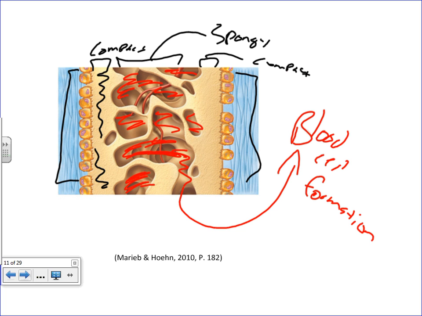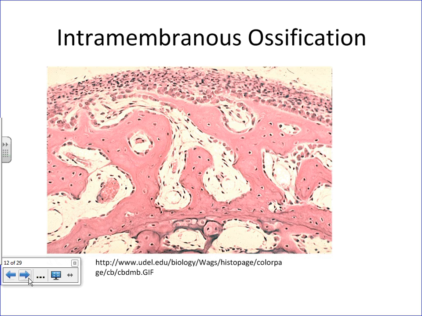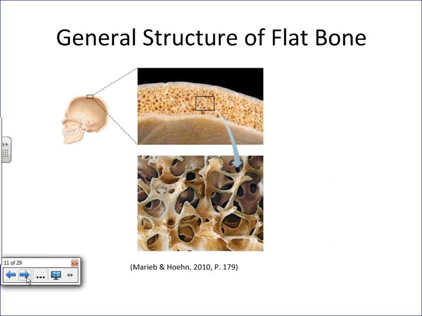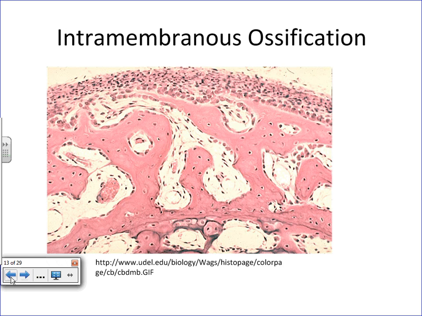Again, we just form flat bones directly from mesenchymal cells themselves. And then as a result, when all's said and done, this is what it's going to look like under a microscope. Let's go back and take a look at this for a second. The compact bone on the outside here, the spongy bone in the middle, compact bone. So let's jump to this tissue slide. Oops, jumping the gun there a little bit.